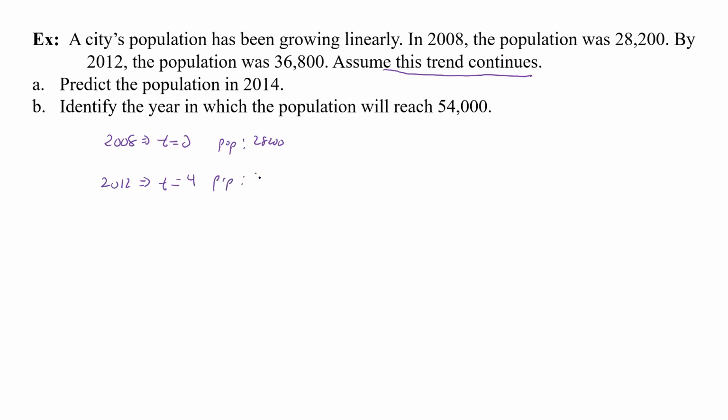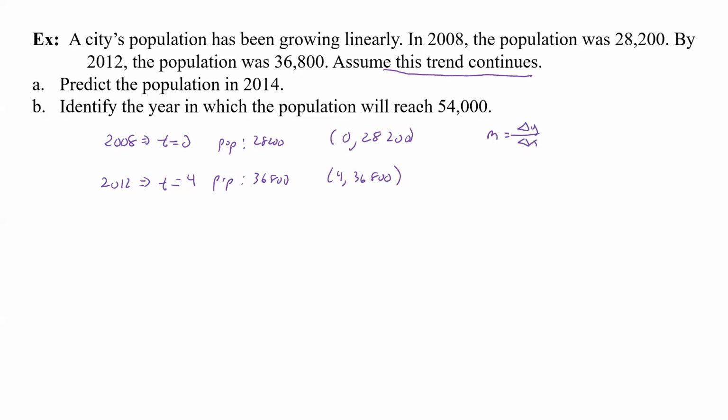So here we have time is 0 and the population is 28,200, and here the population after 4 years is 36,800. Okay, so if we write that as ordered pairs, that's (0, 28,200) and (4, 36,800). So we have 2 points. Well, what do 2 points give us? With 2 points, we can find the slope of a line, plus we can find the equation of the line too.